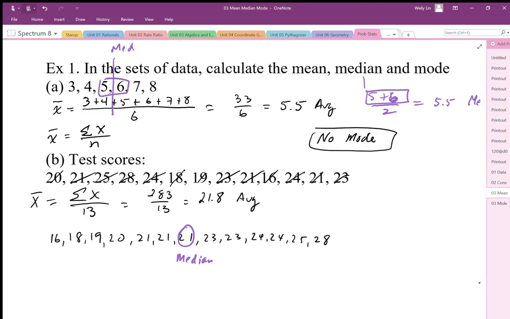And lastly, the mode. The mode is the most frequently occurring score, and that would be this one here. Okay, the score of 21 occurs 3 times, which is more than any other score, so the mode is equal to 21 in this case.